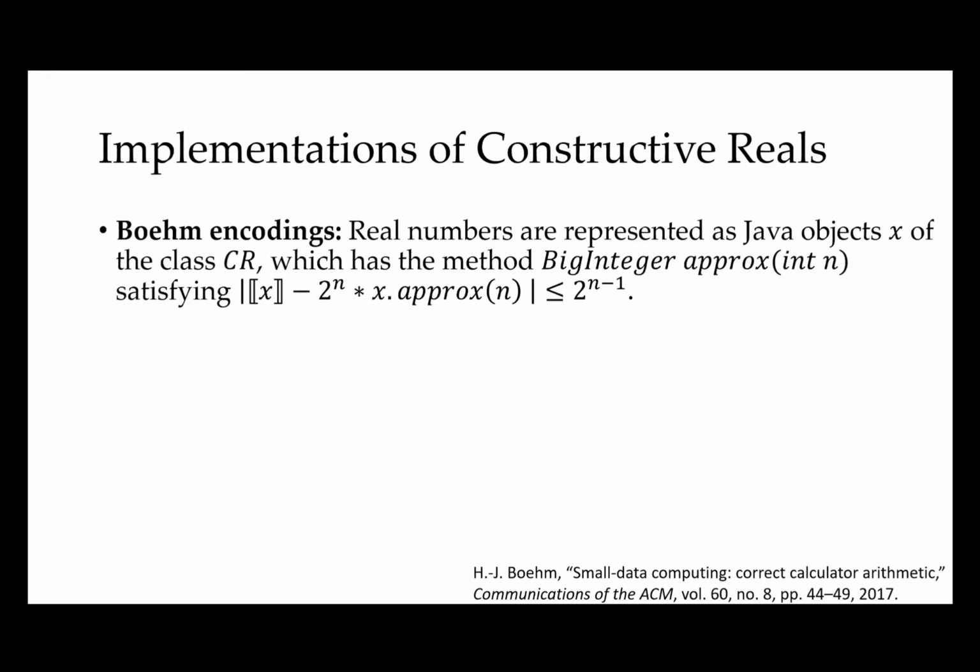So Hans J. Boehm developed this framework for exact real numbers in Java in the late 90s, and recently it's become the basis of the Google calculator. He works at Google now. So your Android calculator uses these real numbers behind the hood, which some people don't know about. But you can muck around on the calculator yourself and test things out.